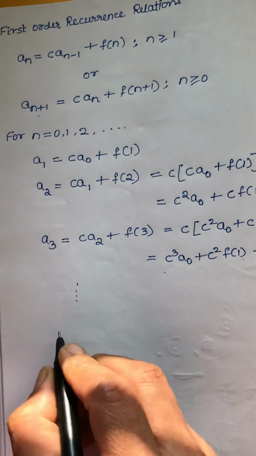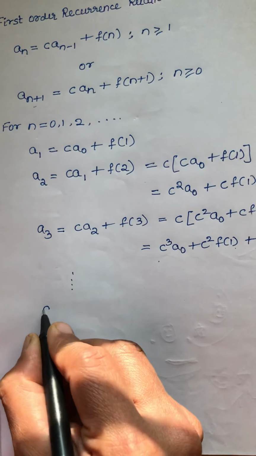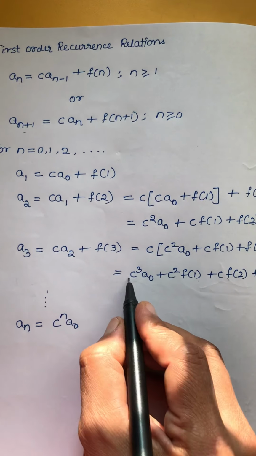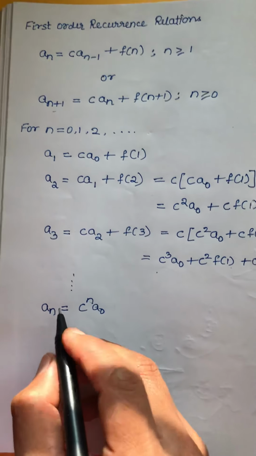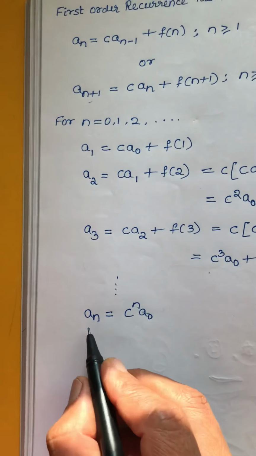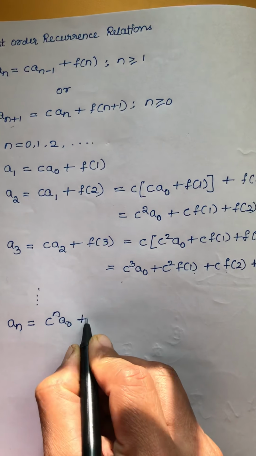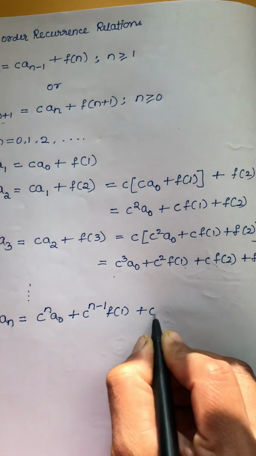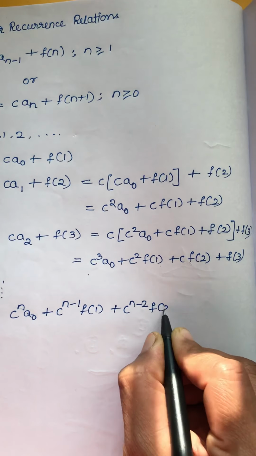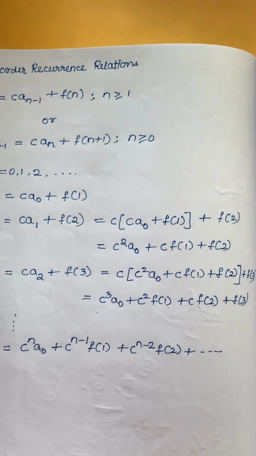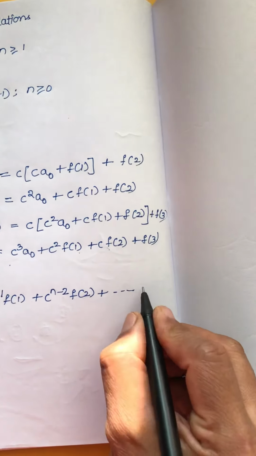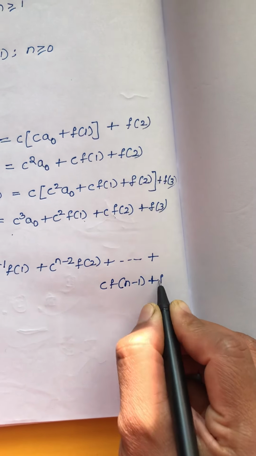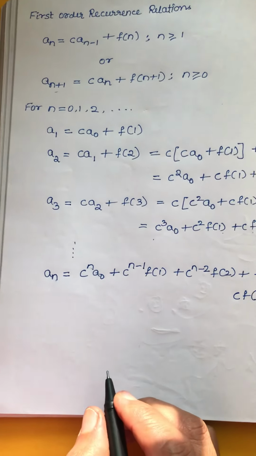So if we continue like this, we get a_n = c^n a_0. For a_3 you have c^3 a_0, for a_2 you have c^2 a_0, for a_1 you have c^1 a_0, and for a_n it is c^n a_0 plus, with the power of c decreasing, c^(n-1) f(1) + c^(n-2) f(2) + etc. plus c f(n-1) + f(n). This is what we get when we generalize.